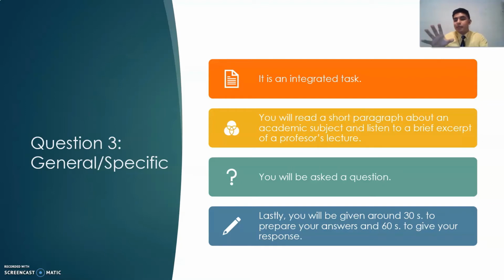Let me give you some brief tips that you can use with that, in which you will read a short paragraph about an academic subject and listen to a brief excerpt of a professor's lecture. And while you are reading and listening to the brief excerpt from the professor, make sure to have something to write on. That is going to be crucial, because all of the important information that you gathered from that specific part is going to help you to answer the question better. Then you will be asked the question. Lastly, you will be given around 30 seconds to prepare your answer and 60 seconds to give your response.